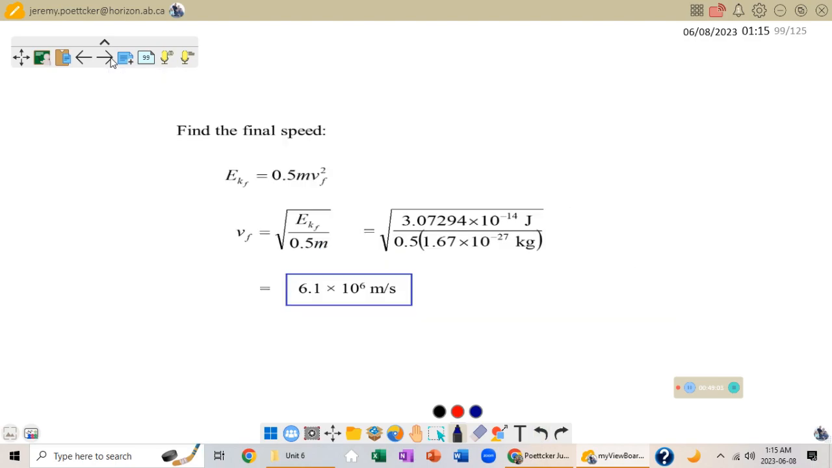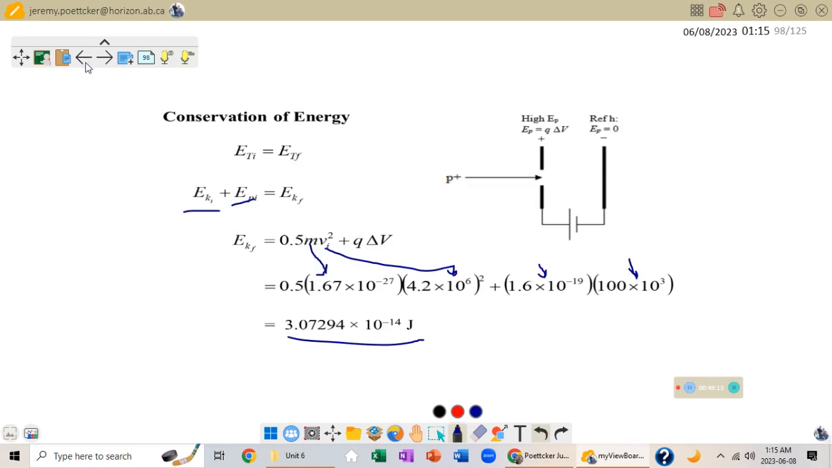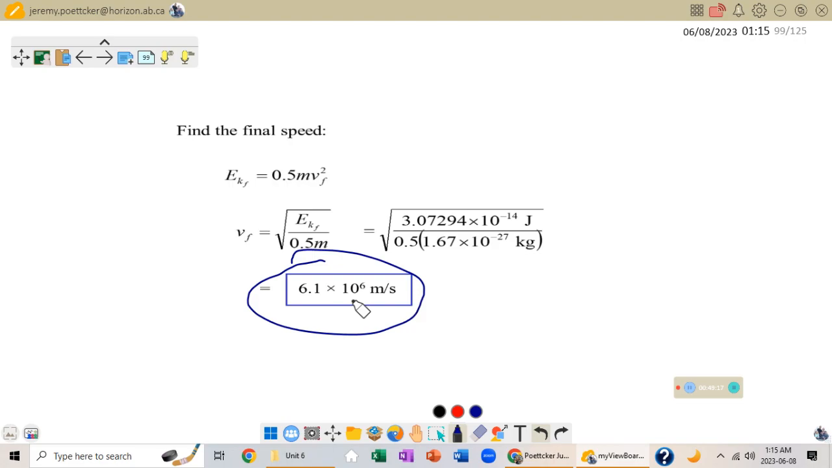I need now to convert that into speed, and here we go. So we started at 4.2 times 10 to the 6 meters per second. It's gone up to 6.1 times 10 to the 6 meters per second.